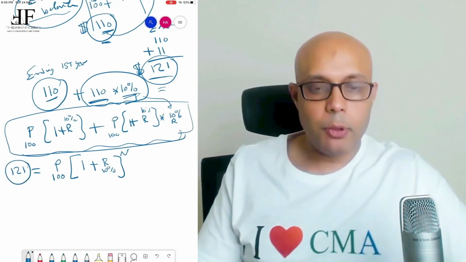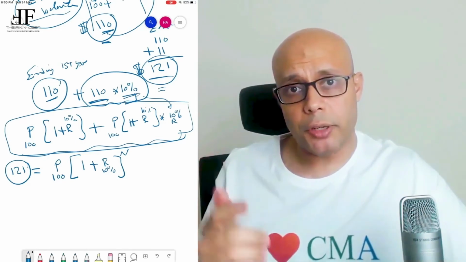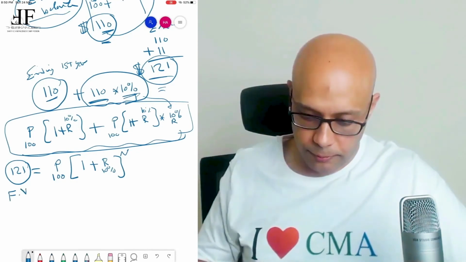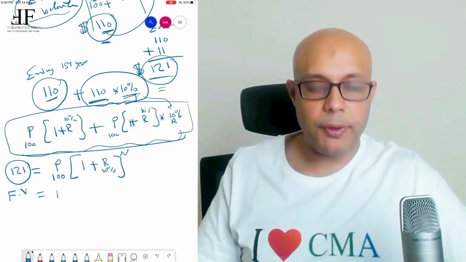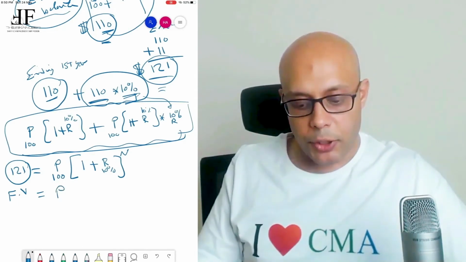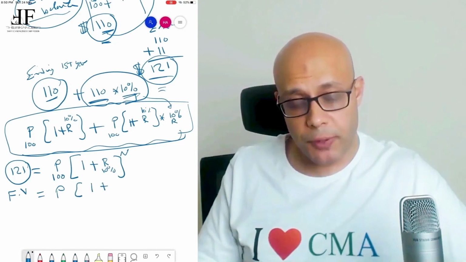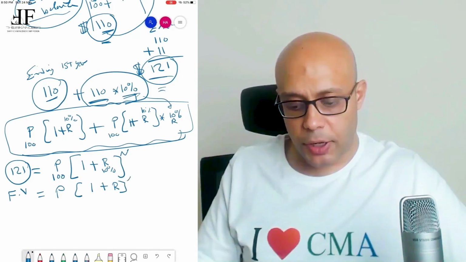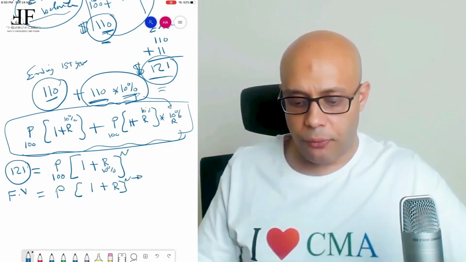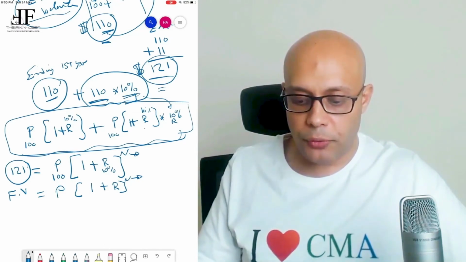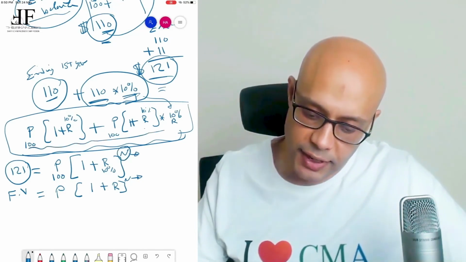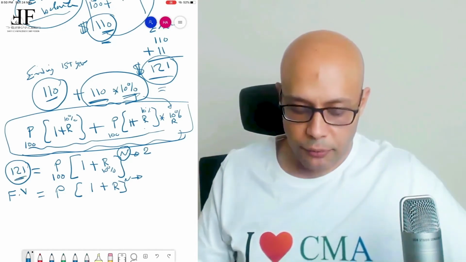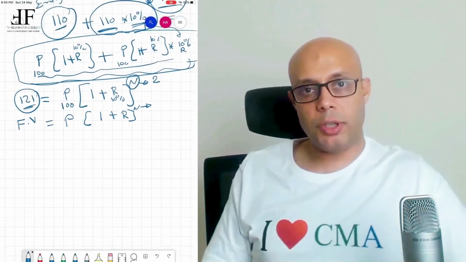This 121, because you are going to receive it in the future after 2 years, will be called future value. So the future value equals the principal you deposited in the bank at the beginning of your investment times 1 plus R, where R is the interest rate the bank is giving me, to the power of n. N refers to the number of years. In this case, because I'm talking about 2 years, it will be to the power of 2. If you solve this one, it will be equal to 121.